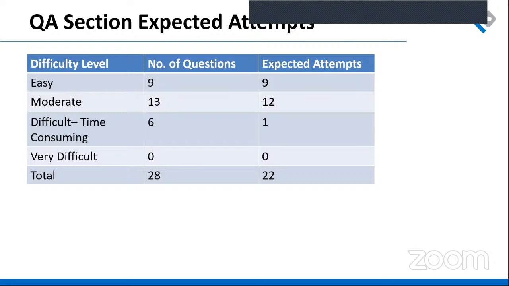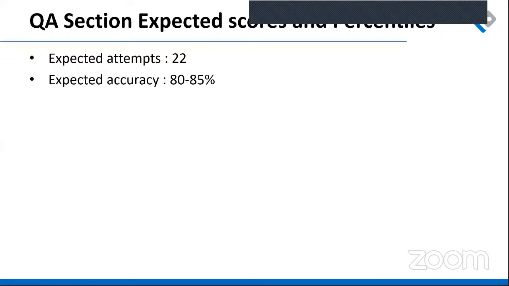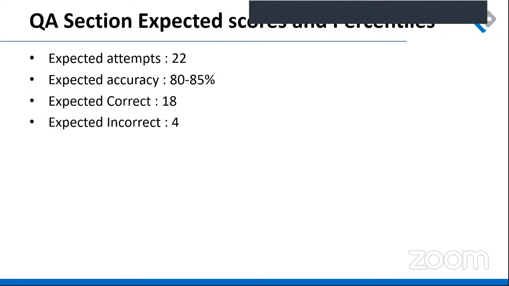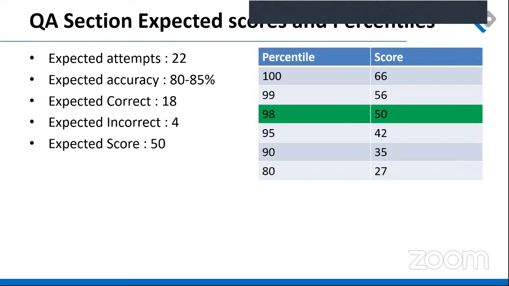That would be a fairly good attempt for 98 percentile. Accuracy is always supposed to be high, 80 to 85, but I'm still putting it a little lower. I'm accepting 18 correct and 4 wrong, just because of the quantity, 22 attempts. 18 correct, 4 wrong can lead you to a good score of 50. A score of 50 for 98 percentile, 56 for 99, and 66 for 100 percentile.